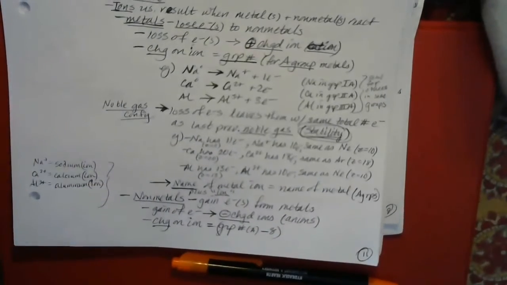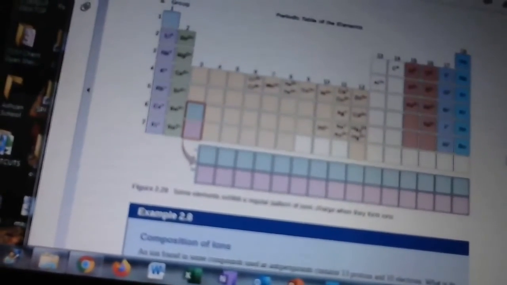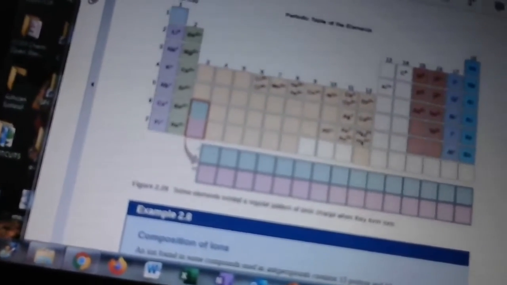Okay, and let's see, there is an illustration in the textbook. Don't have a hard copy, but there it is. You can find this one on page 100, actually. It's a little blurry, I guess, but you can see how the ions in group 1 all have +1 charges, and the ions in group 2 all have +2 charges. And aluminum over there is always +3.